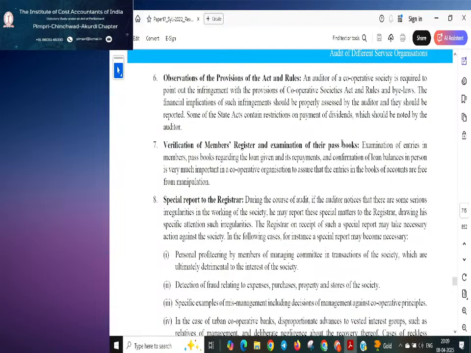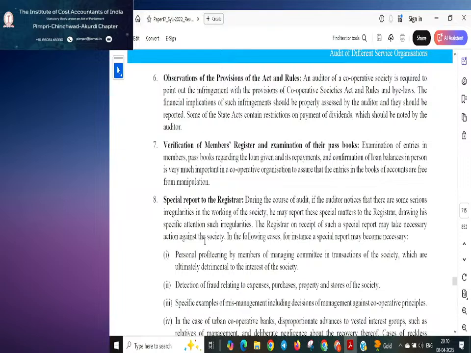Next comes the special report to the registrar, who comes under that Act. During the course of audit, if the auditor notices some serious irregularities in the working of the society, then he may immediately report these special matters to the registrar. That is very important. Just finding out is not enough, it is also crucial to report properly to the proper authorities. The registrar, on receipt of such a special report, may take necessary action against the society.